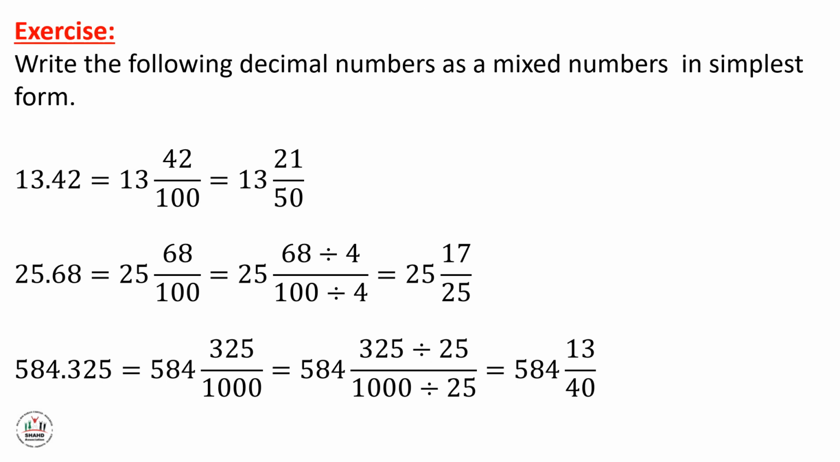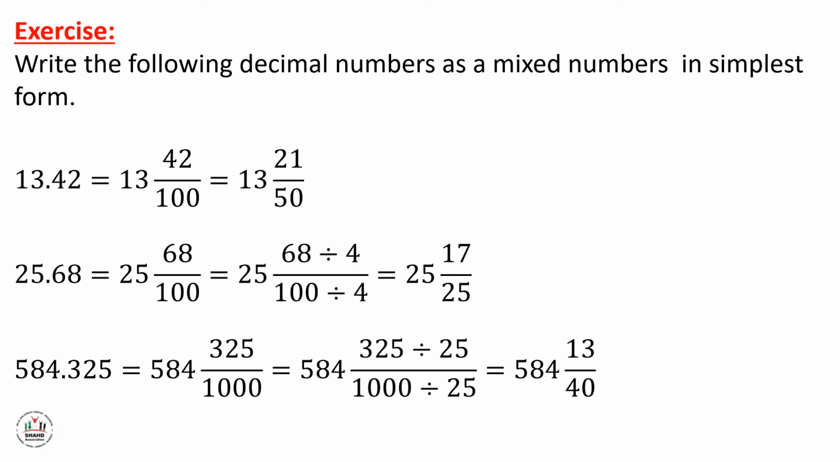Final one, 584.325. Again, we write the whole part or the natural part as it is, which is 584. Then we count how many digits we have in the decimal part. Here we have 3 digits, so we write the decimal part as it is, which is 325 over 1000, because we have 3 digits and we need 3 zeros. So we write 325 over 1000.